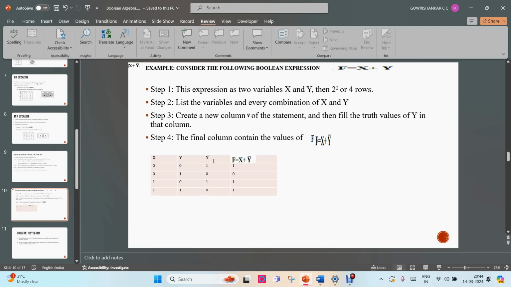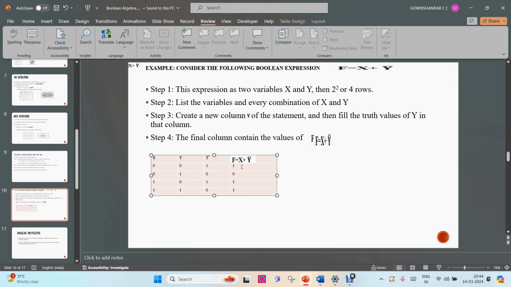Now we do y bar. When y is 0, y bar becomes 1. Here y is 1, and y bar becomes 0. Here y is 0, and y bar becomes 1. Next y is 1, and y bar becomes 0.